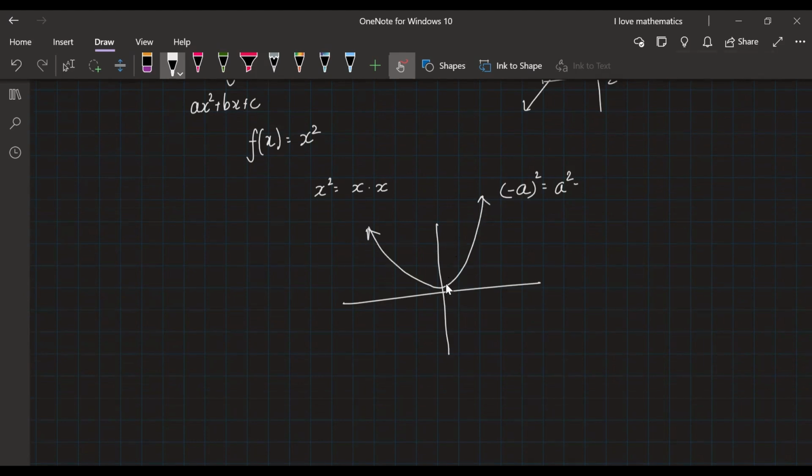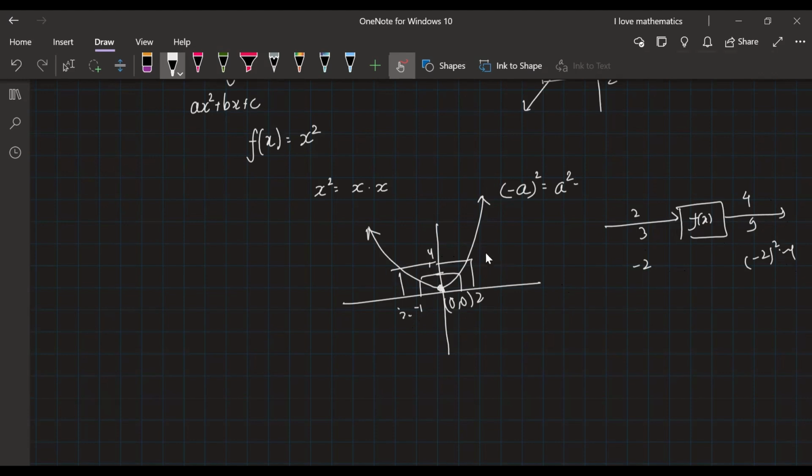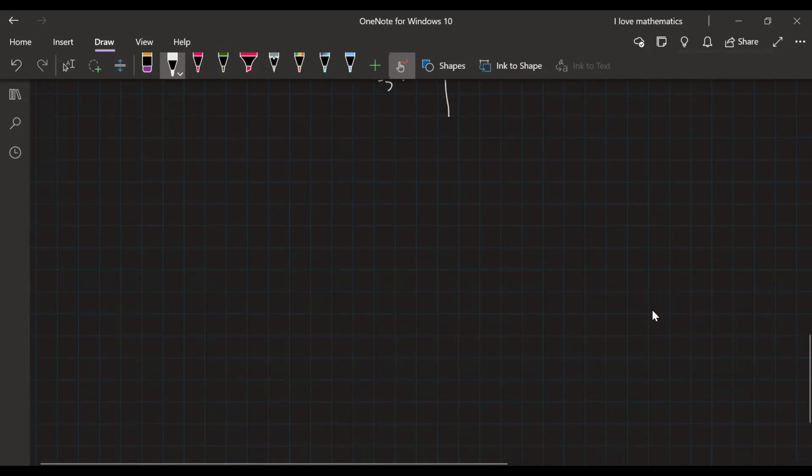A parabola. It's 0 at 0. At 1, it gives the value 1. At minus 1, it also gives 1. At 2, it gives 4, and at 3, it gives 9. If we input minus 2, we get minus 2 squared, which is just 4. If we input minus 3, we also get 9. So you now have a basic idea of what functions are.